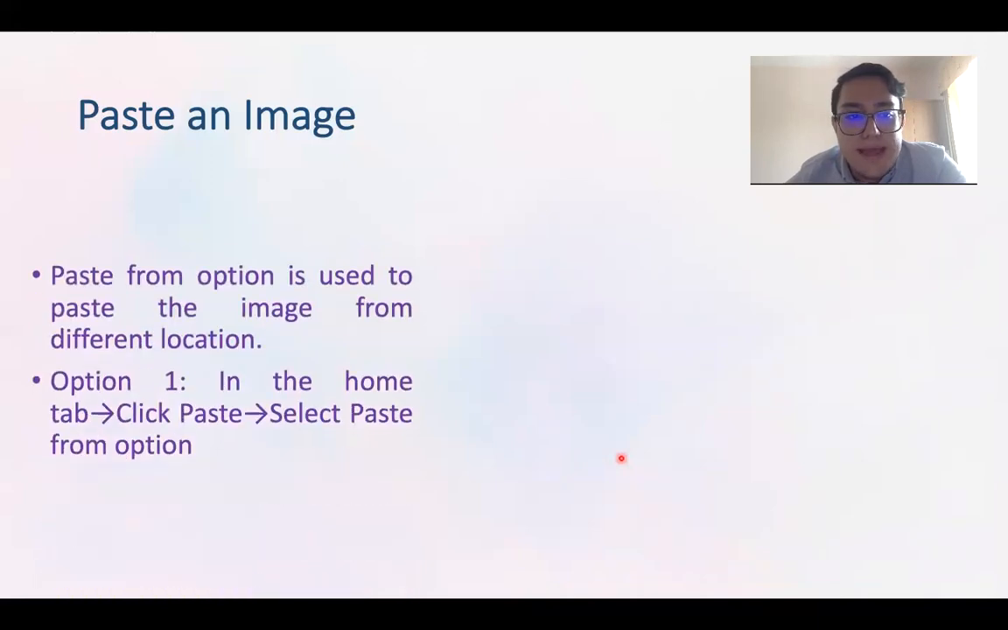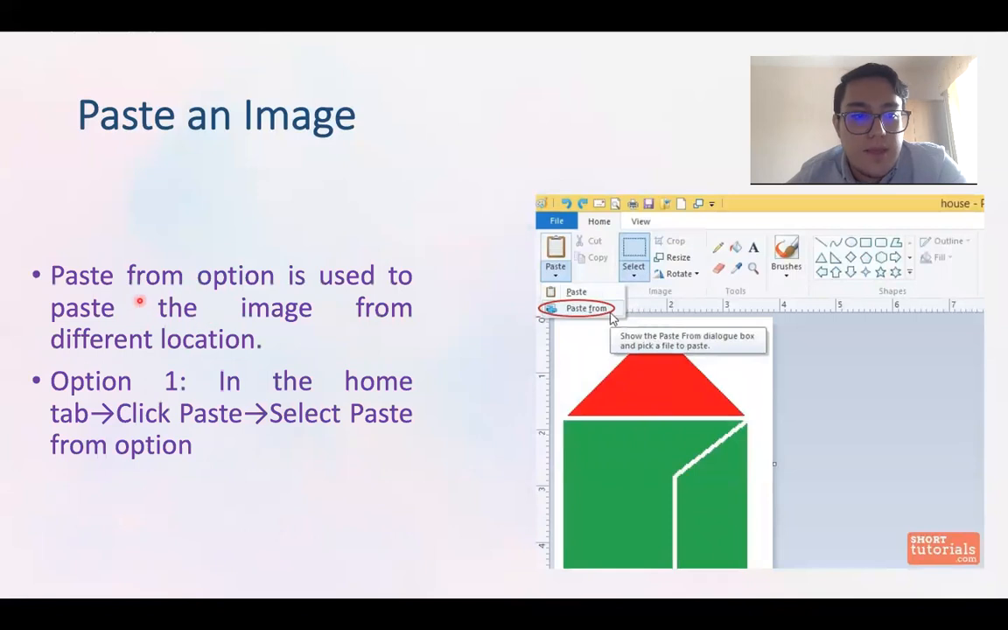Now, how to paste an image? To paste an image from anywhere, from your desktop or from any folder on your computer, you use the Paste From option. It is used to paste the image from different locations.